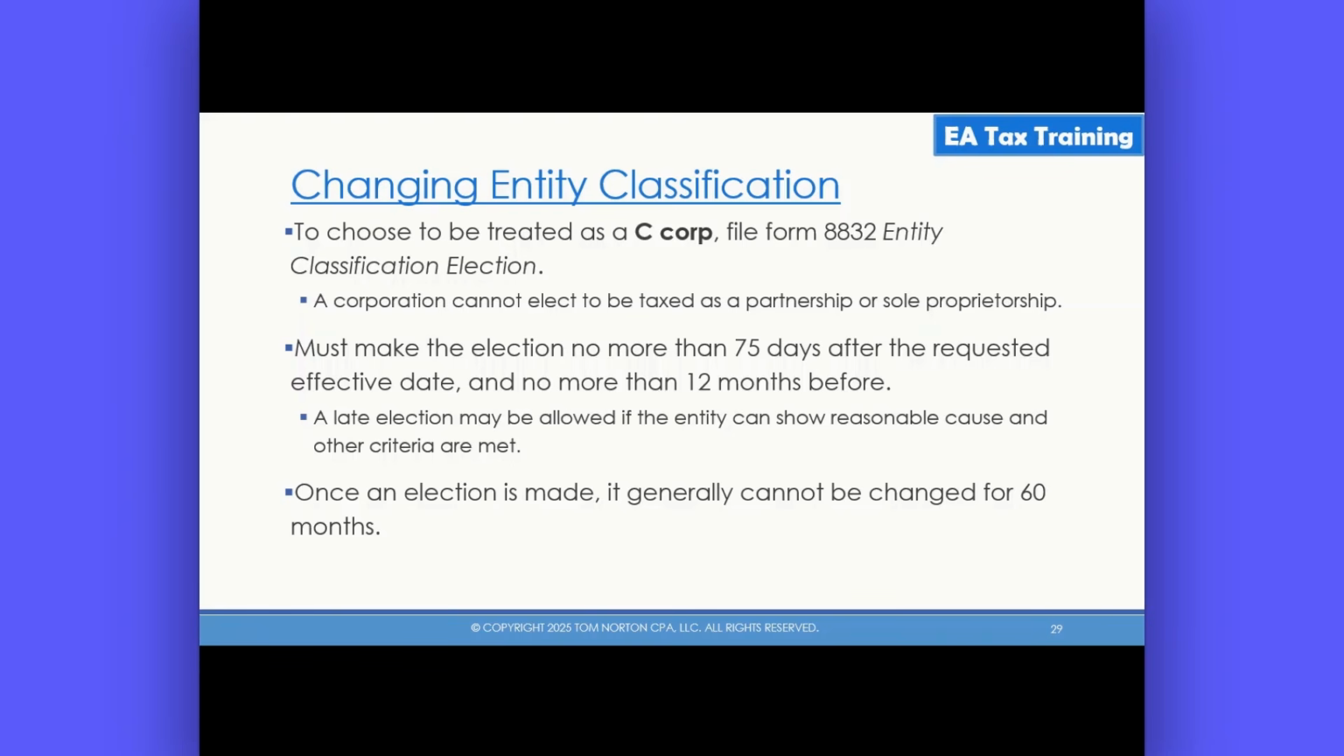But once that election is made, it generally cannot be changed for 60 months. So if you're going to make the C Corp election, you want to make sure you really want to do it, because usually you cannot change that for 5 years.